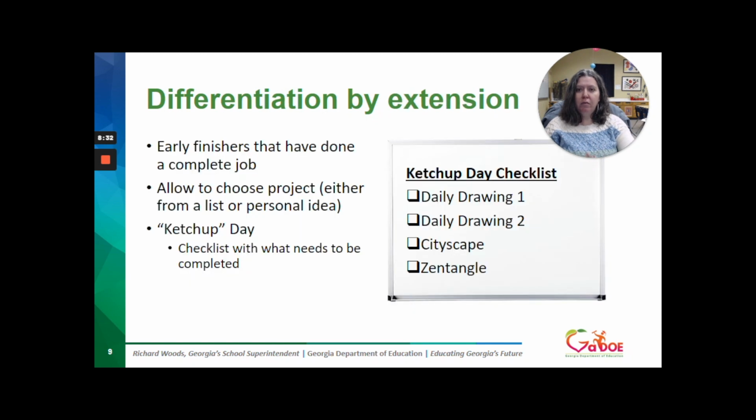Another way that I do some differentiation is by extension. So early finishers that have done a complete job, they've really tried their best, they've done well, I allow them to choose another project, either from a list that I have or just a personal idea of something that they like to do. So if they really like to draw dinosaurs, then I may give them a project that focuses on drawing those things.